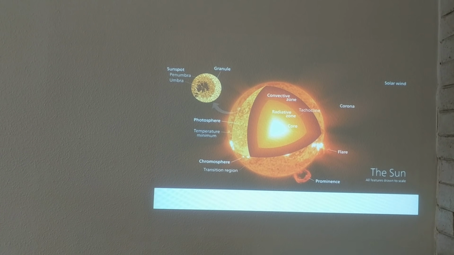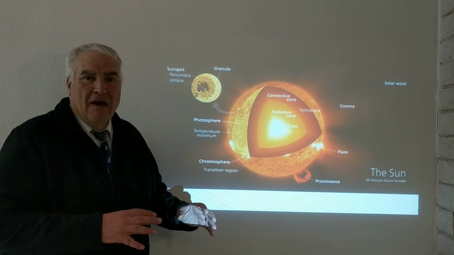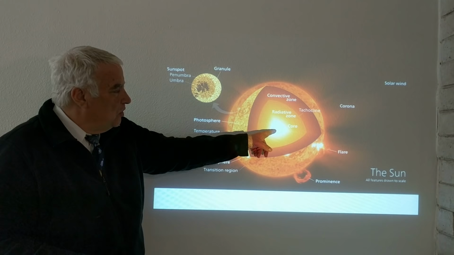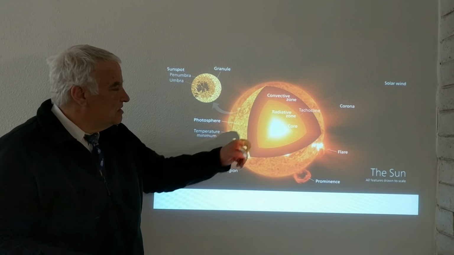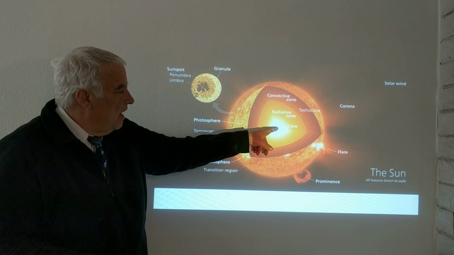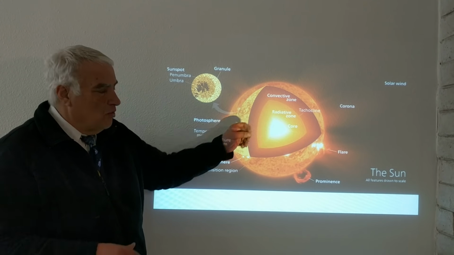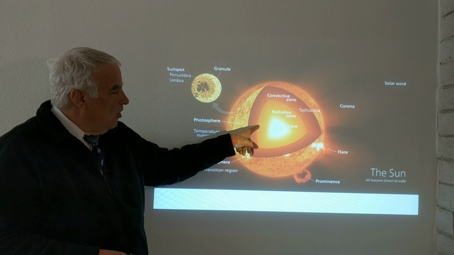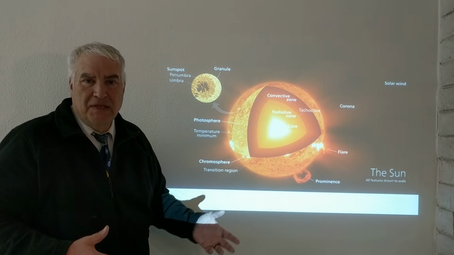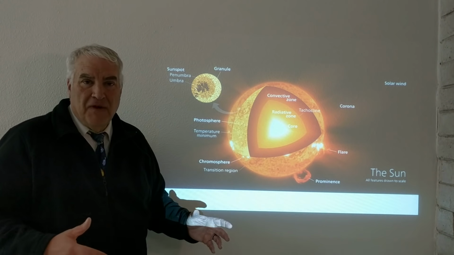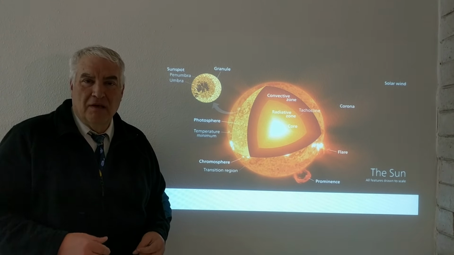But down deep inside, we can't see, but we have a good understanding of what is down there. Down in the very core, this is where the nuclear reactions are taking place. So then the light transfers radiatively, which means the light has to work its way gradually through the star from the center outward, taking upwards of maybe 10 million years to get just across here. Now, when it gets to the convective zone, the time is much less to get above because of convection.